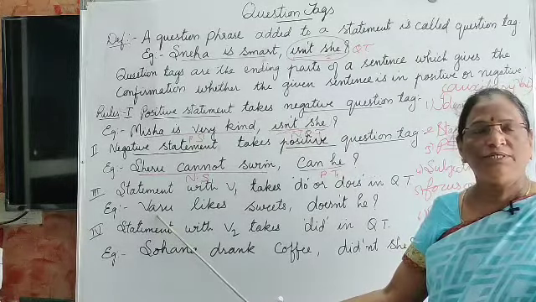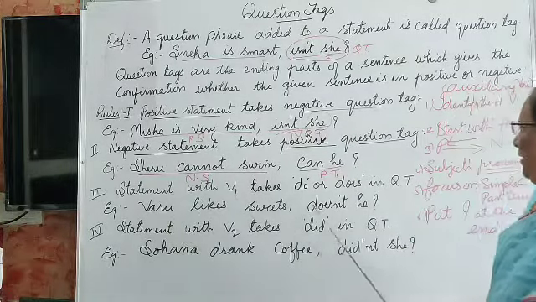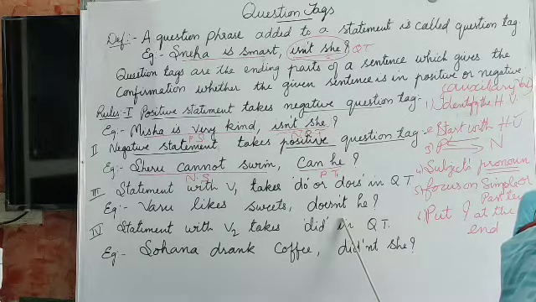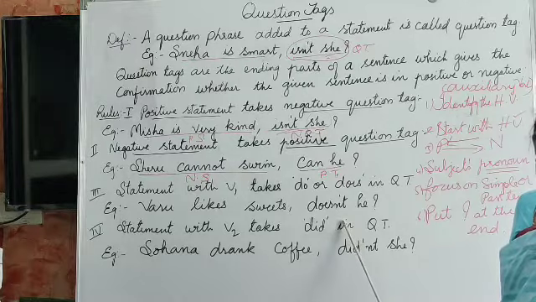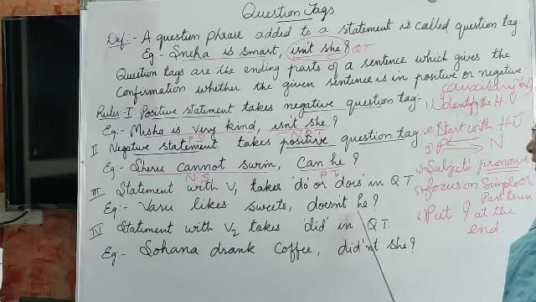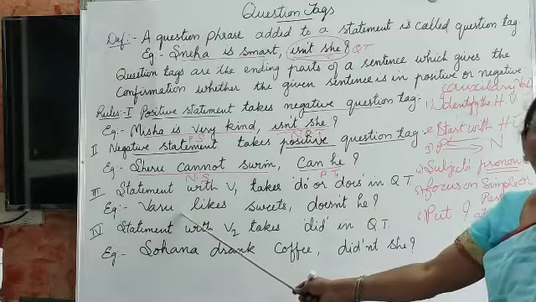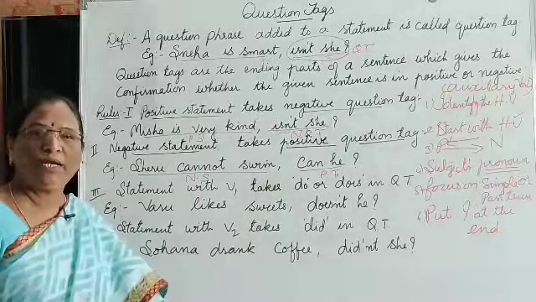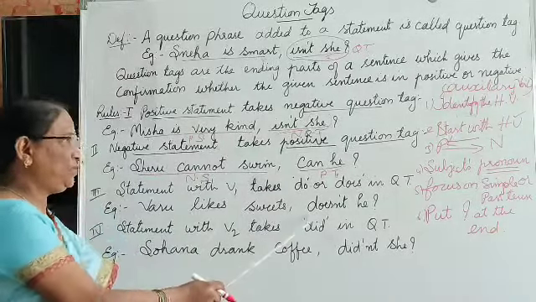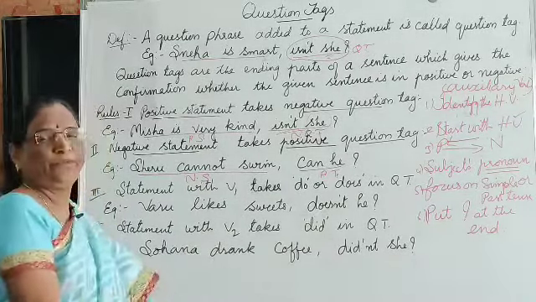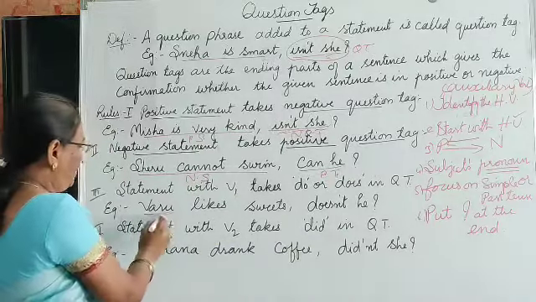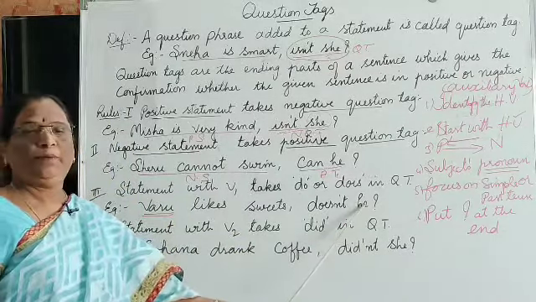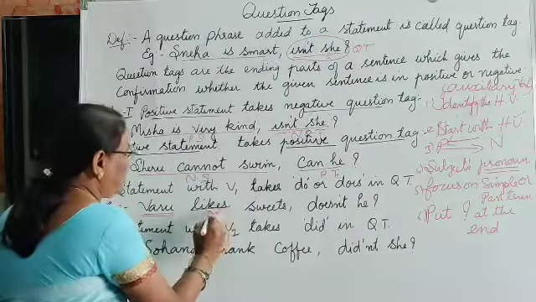As Varu is third person singular, the question tag is doesn't he. All the third person singular, he, she, it or any noun, that means any name, takes does. So as it is positive, Varu likes sweets. This is positive. So we wrote doesn't he. Varu became he there. The subject became he there, as he is a boy, the pronoun became he. And here V1, likes, is V1.